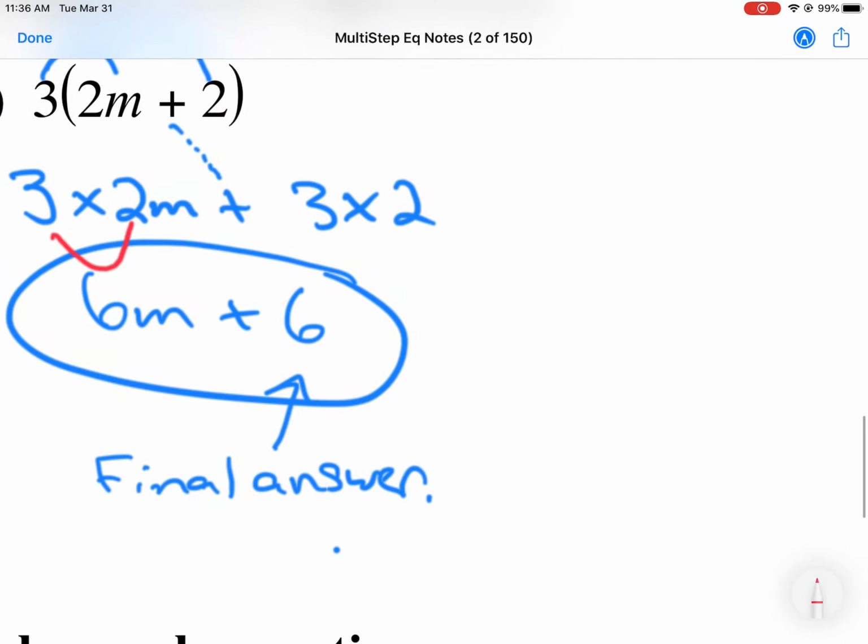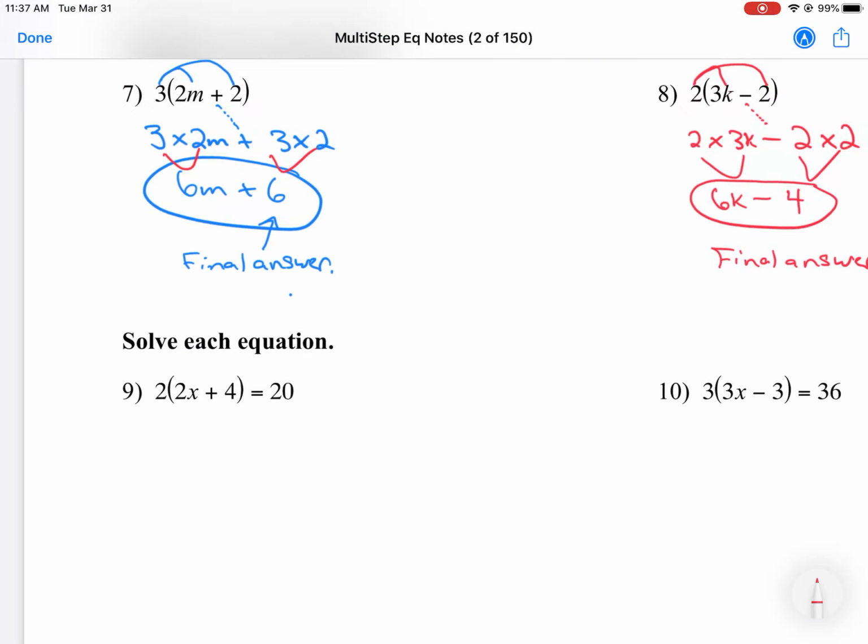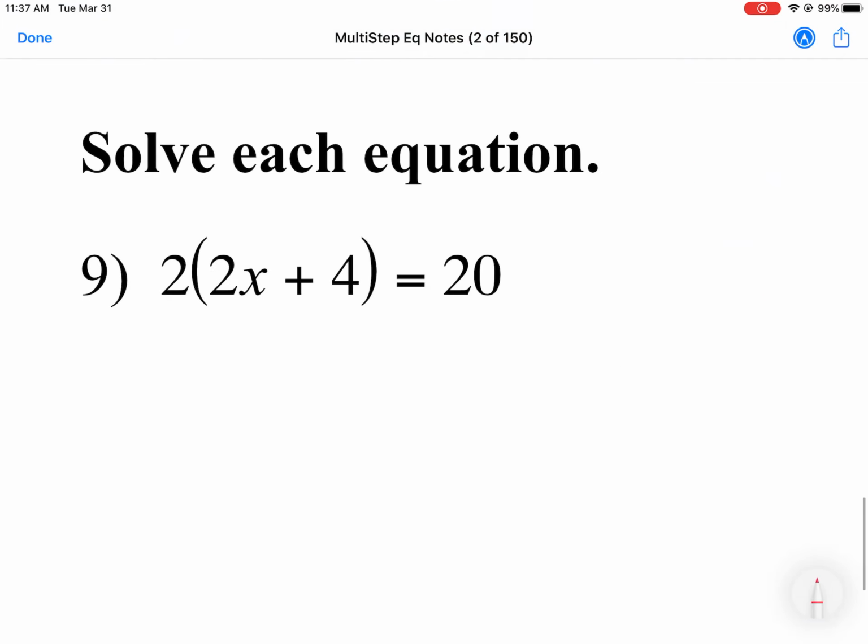Sound good? Let me just draw these arrows just so you guys know what's going on. You see these notes. Boom. Alrighty. Sound good? Now we're getting to the bulk of the lesson.